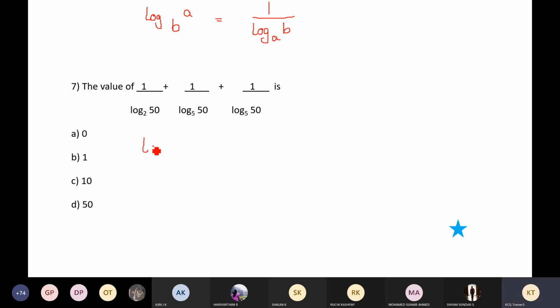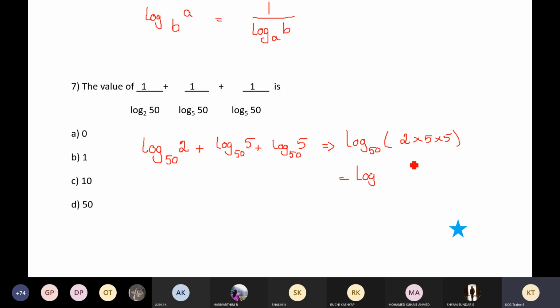So this one can be rewritten as log of 2 to the base of 50, plus log 5 to the base of 50, plus log of 5 to the base of 50. Now, log of a plus log b plus log c is equal to log of a into b into c. 2 into 5 into 5. 2 fives are 10, 10 fives are 50. Log 50 to the base 50. Log of any number to the base of the same number will always be 1. So my answer is 1.